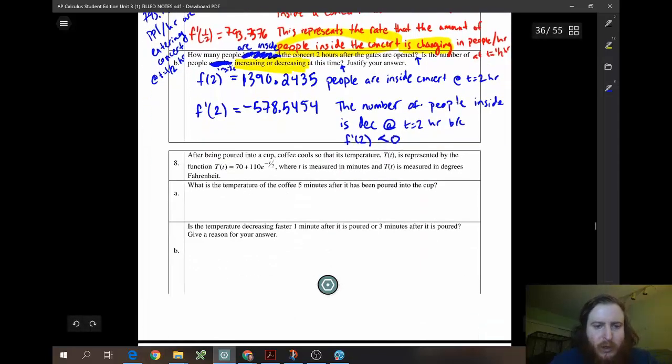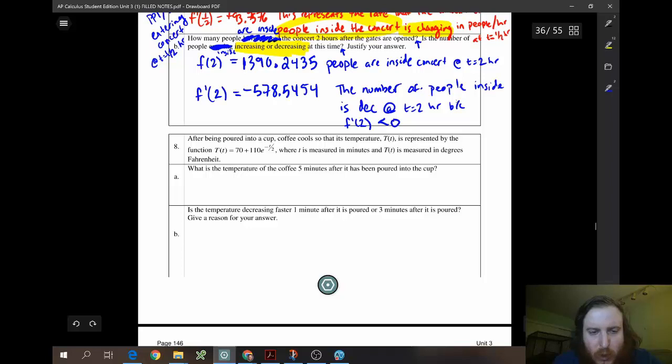So one more question just to hopefully practice this one more time. After being poured into a cup of coffee, the coffee cools so that its temperature, big T of little t, is represented by the function 70 plus 110 e to the negative t over 2, where t is measured in minutes and big T is measured in degrees Fahrenheit.